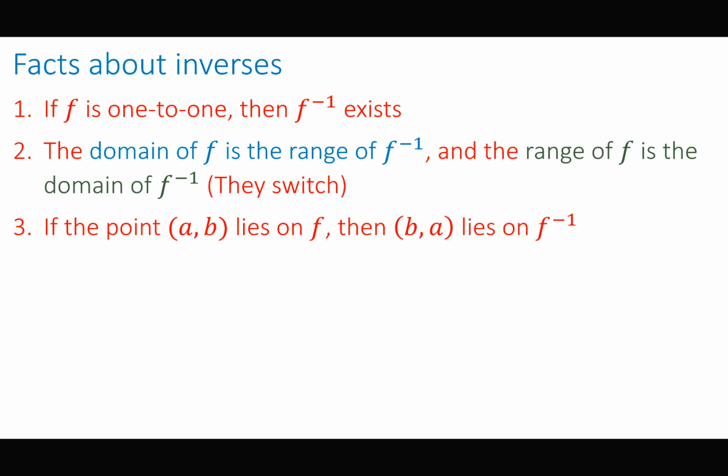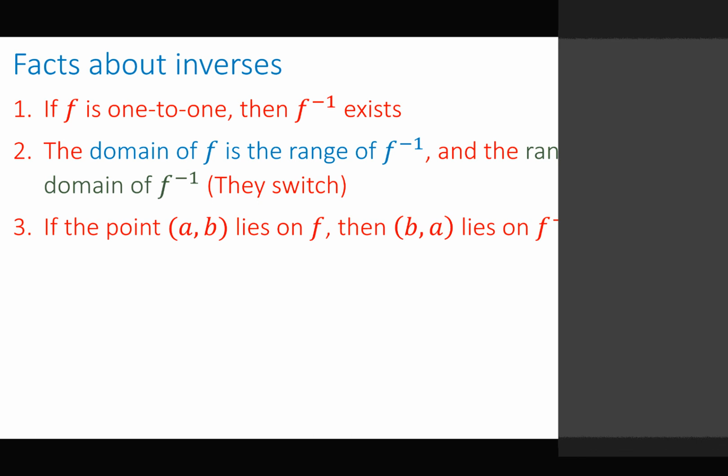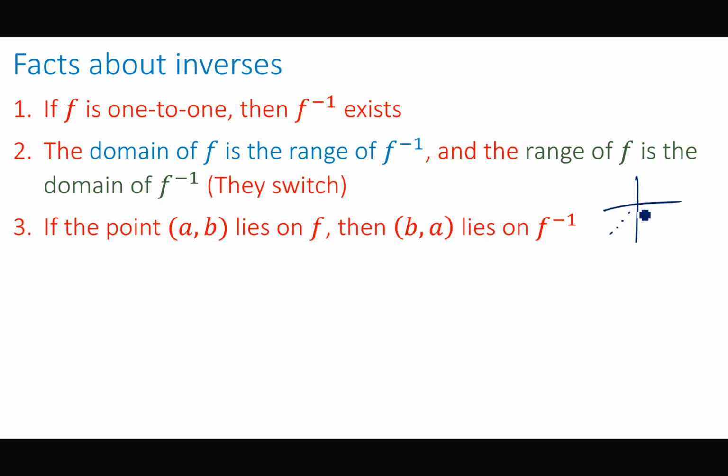If the point (a, b) lies on f, then (b, a) lies on f inverse. We talked about that yesterday when we had a relation and all those coordinate points laid out. We could just switch the x and the y coordinates, and that would give us our inverse coordinates. Because again, it's a reflection across the line y equals x. It's going to reflect over that line. So that's why our coordinates switch.